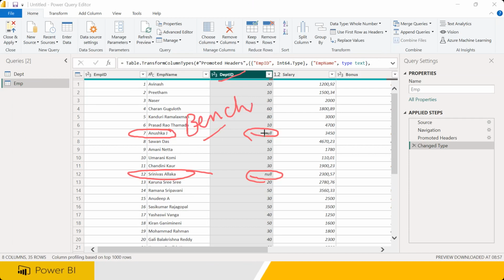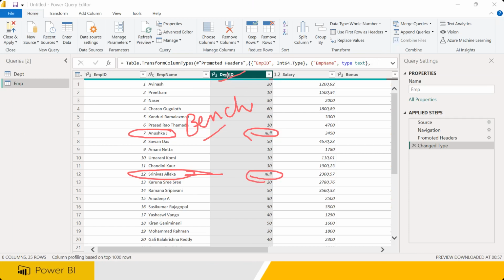They'll go to the office and sit in the library, only reading books or writing examinations. They don't get any specific department allocated. So those people will have null as a department number. So these guys are bench people. This is unmatched data, right? So this guy is also not working for anything.